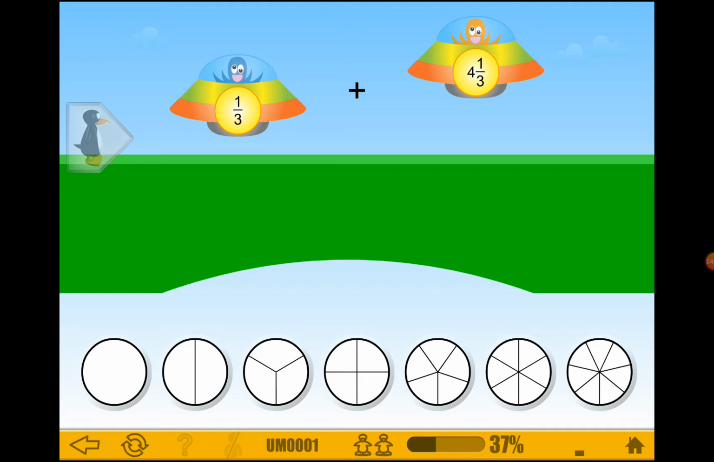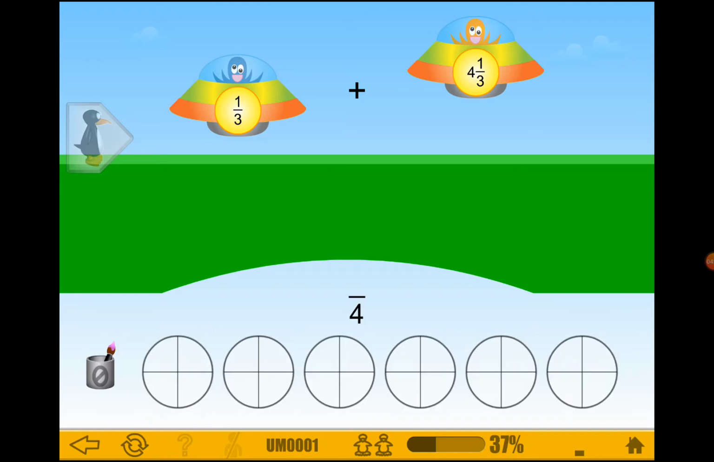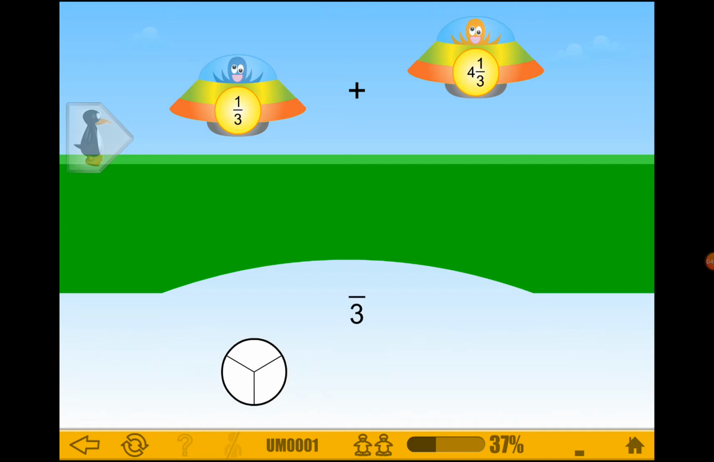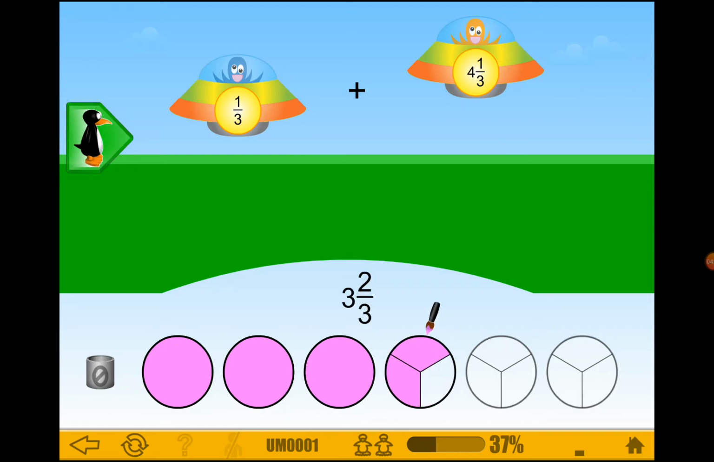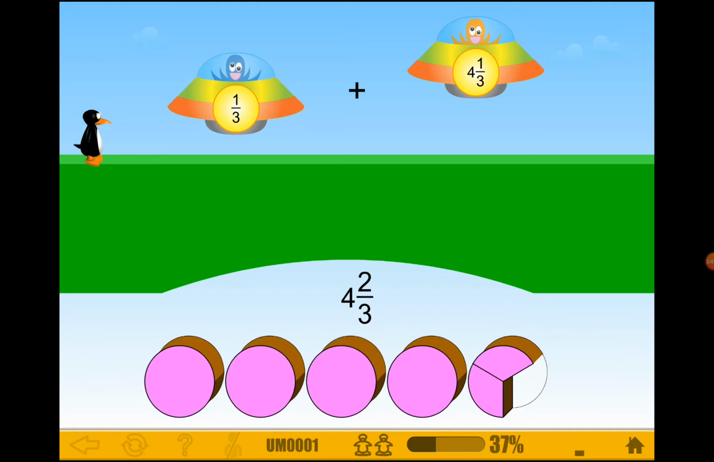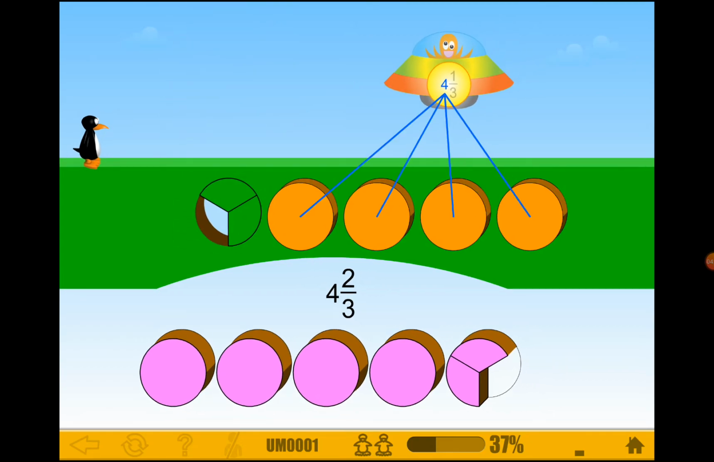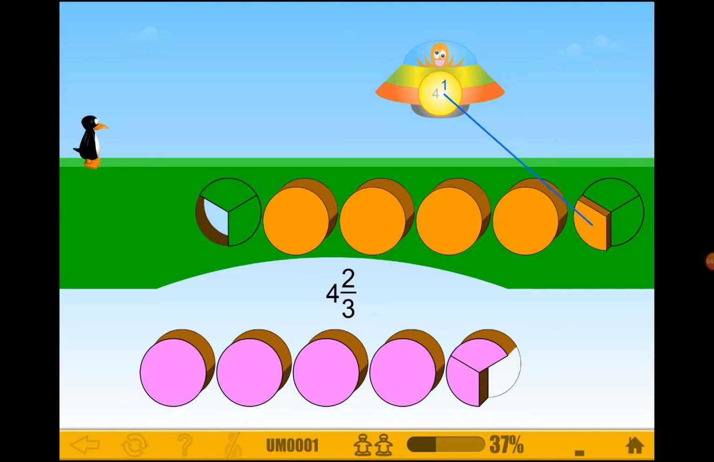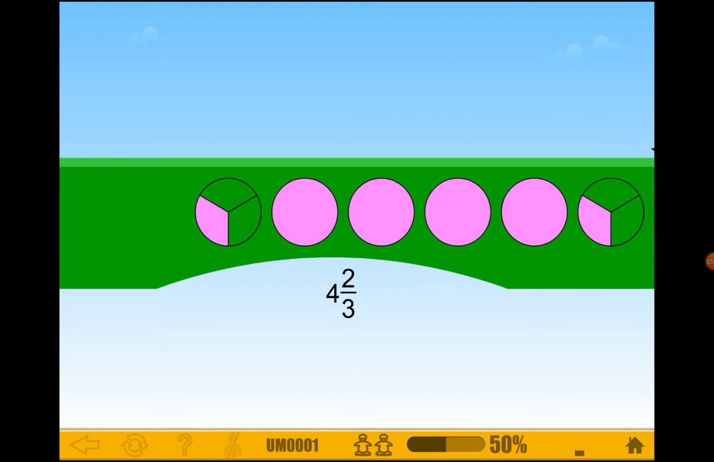Okay, so 3, 4, 2, 3. Oh, whoops. That's not what I wanted. Start. 3, 4, 2, 3. Boom. Okay, that's what I want. Right, see? Yeah! This is so fun! And really easy. Mm-hmm. Yep. Okay. Your turn, Rexy.